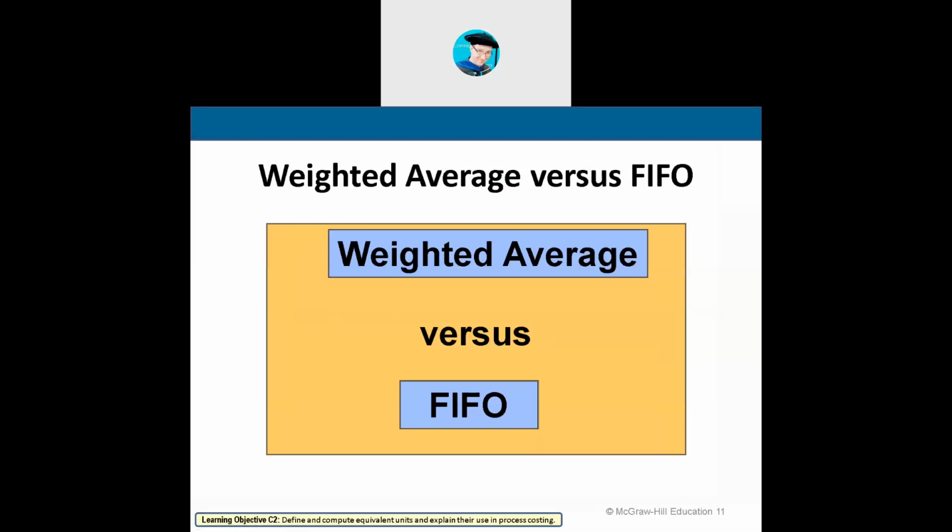Inventory or manufacturing, it's important that when we're manufacturing that we're tracking the cost of our inventory. And similar to what you learned in Principles of Accounting 1, we have to decide whether to use the weighted average or first in, first out method.